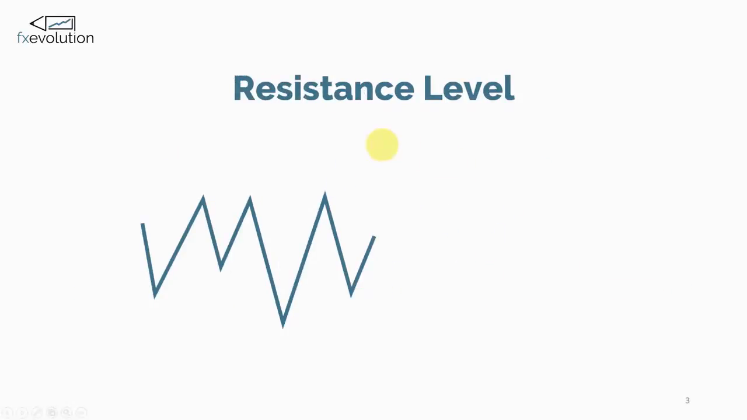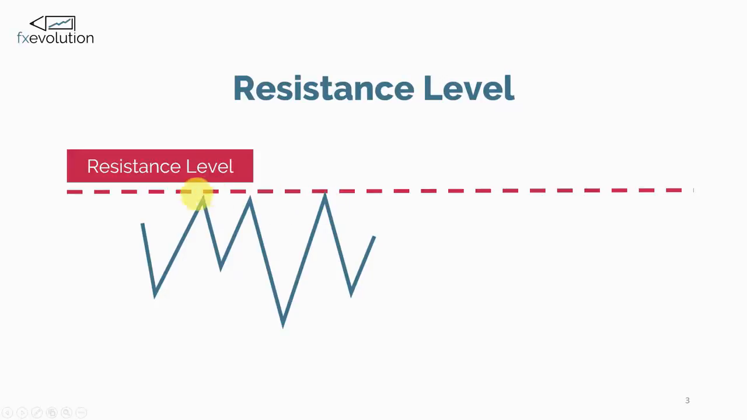Let's now define a resistance level. So here we have a line chart again, and we can see the price has decreased, increased, come back down again, increased to the same point, and been unable to break it 3 times over. This has now become a resistance level or a psychological level in the market where price is unable to break to a new high currently.